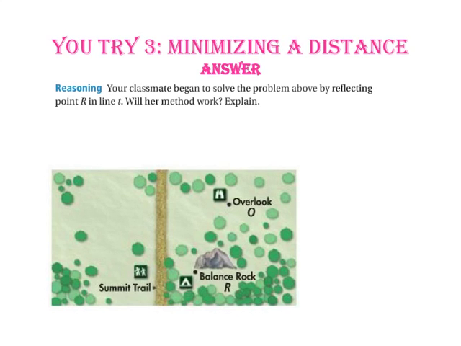Your classmate began to solve the problem above by reflecting point R across Summit Trail or line T. Will her method work? Explain. If we begin by reflecting point R across Summit Trail to give us R prime, then find the point of intersection between R prime O and Summit Trail, we will have the exact same paths. So RP and path OP will give us the same distance of path.